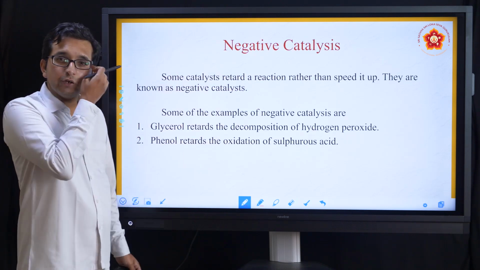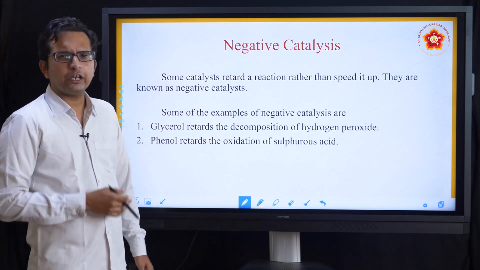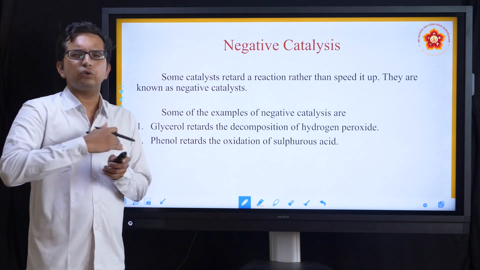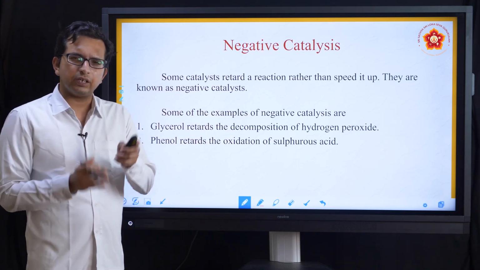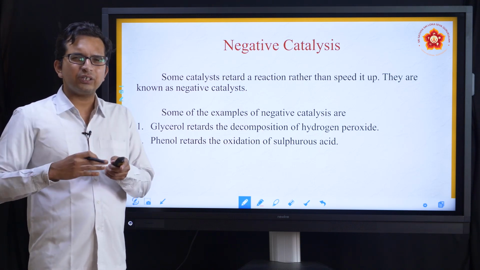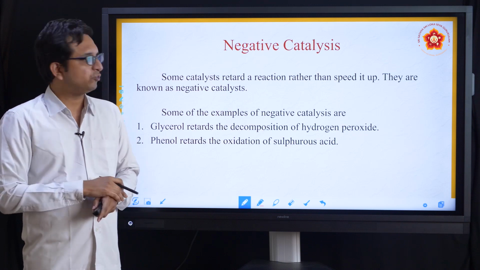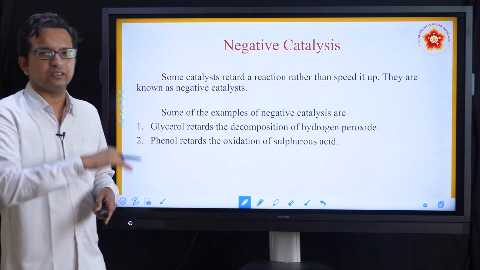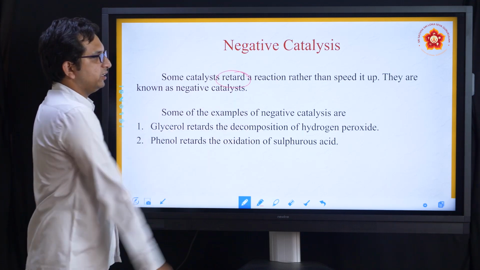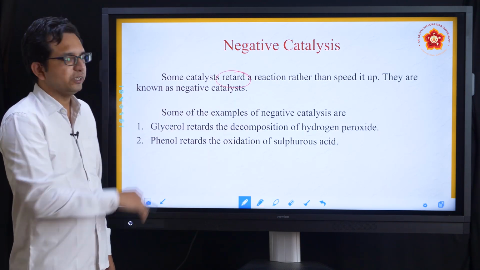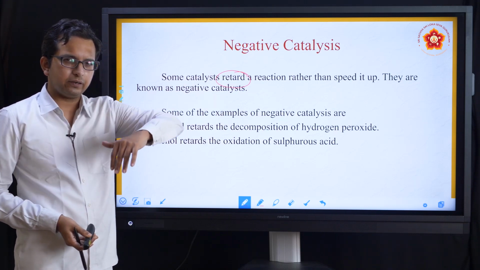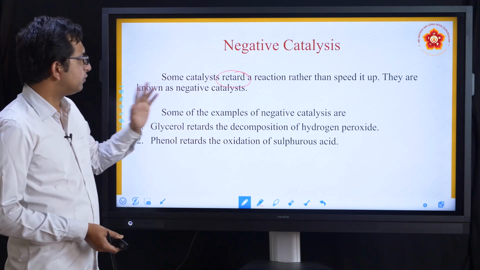Moving further, negative catalysis. I happen to tell you that generally catalysts are no doubt used to speed up the reaction. At the same time you can also slow down the reaction, and since slowing down is from a negative point of view, that is why the name comes negative catalysis. So what is this negative catalysis? It retards a reaction rather than speeding it up. So basically the reaction is happening at a particular pace, but you want to slow it down. That is where you can use this.